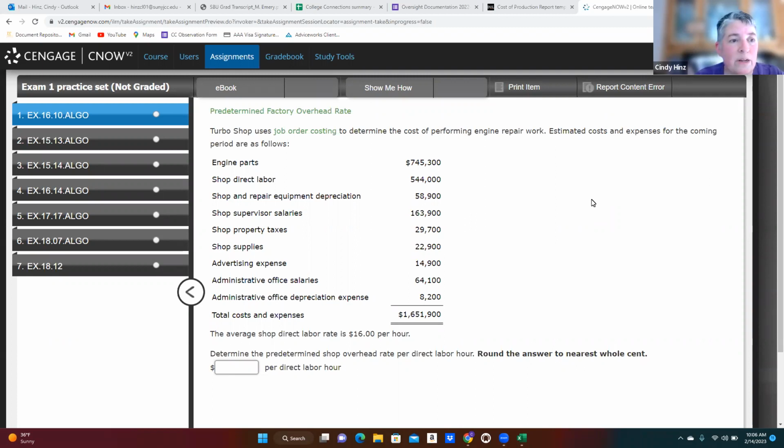So we'll start here. I'm not sure why I have these not in chapter order, but for some reason, my first exercise is from chapter 16. I'm sure you know that you can look at the title of the exercise and see that right after the EX, so exercise, the next number is the chapter number. And then you see this ALGO at the end. That stands for algorithm or algorithmically generated.